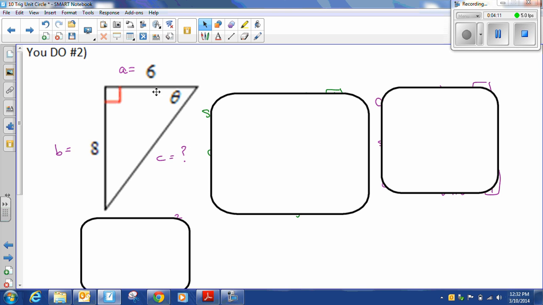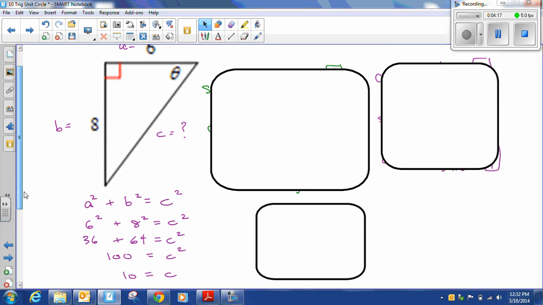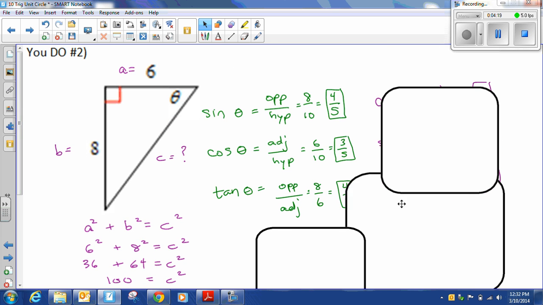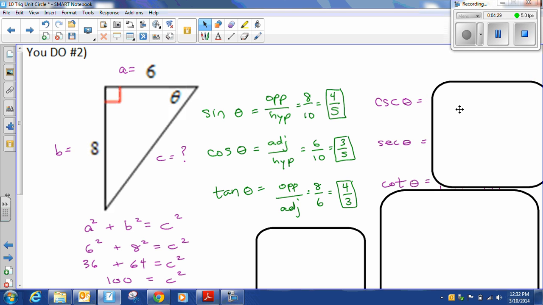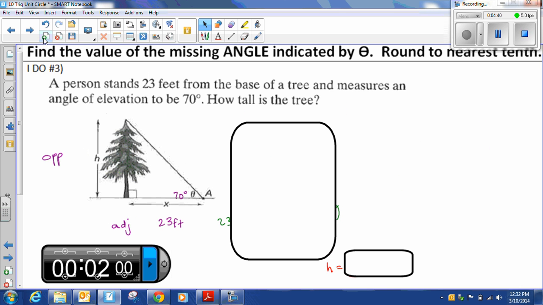Okay, so this one is the you-do. It's a 6, 8, 10 triangle. There's your Pythagorean theorem. And notice that we reduced the fraction for each of these. So 8 over 10 becomes 4 fifths, 3 fifths, 4 thirds, and now for the cosecant, secant, and cotangent, we have the reciprocal of all of these ratios, 5 fourths, 5 thirds, and 3 fourths.